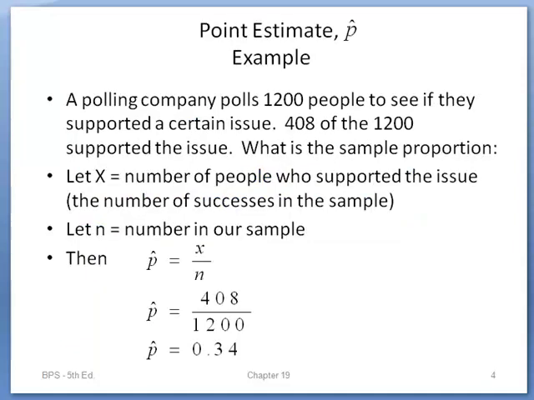So let's take a look at an example. A polling company polls 1,200 people to see if they supported a certain issue. 408 of the 1,200 supported the issue. What is the sample proportion? Well, if x denotes the number of people who supported the issue, then in our sample, 408 of them supported the issue, and the total number in our sample was 1,200. So to find our p hat, the sample proportion, we would just say 408 divided by 1,200. And that gives us the sample proportion of 0.34, or 34%.